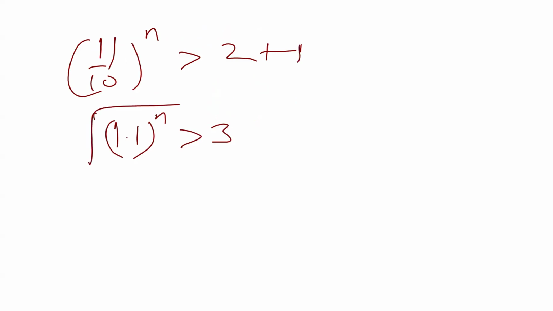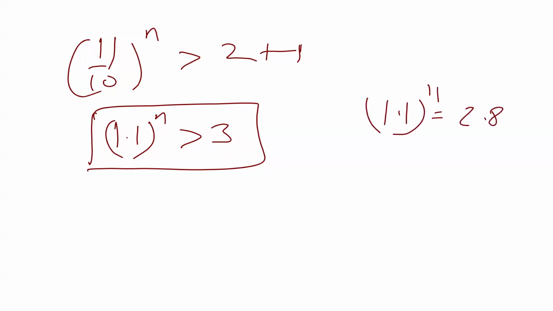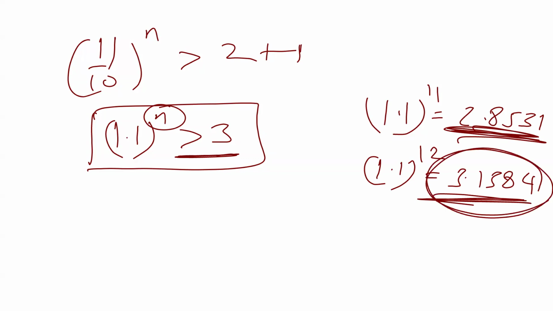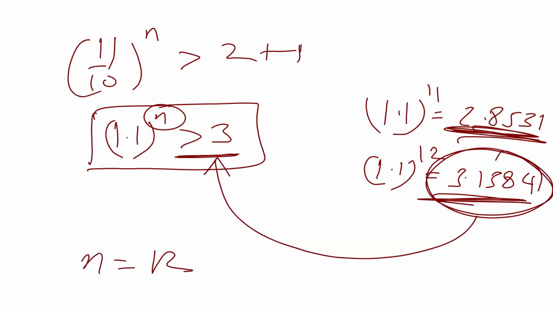Now see, two values they have given. 1.1 raised to 11 is equal to 2.8531 and 1.1 raised to 12 they have given as 3.1384. So see guys, if n is equal to 11, the value is not greater than 3. But if the n value is equal to 12, it exceeds 3. So this value is certainly greater than 3. So the least number of years is equal to 12. 12 years are required. Fine.